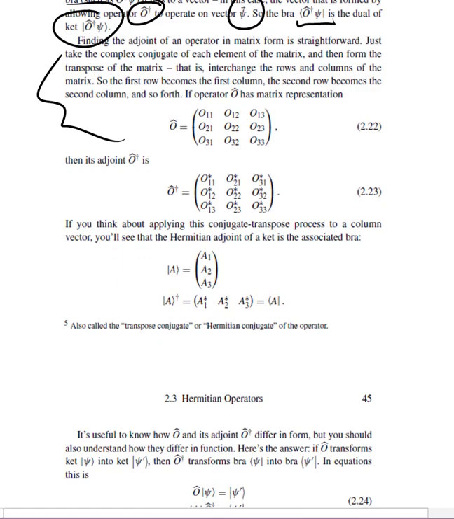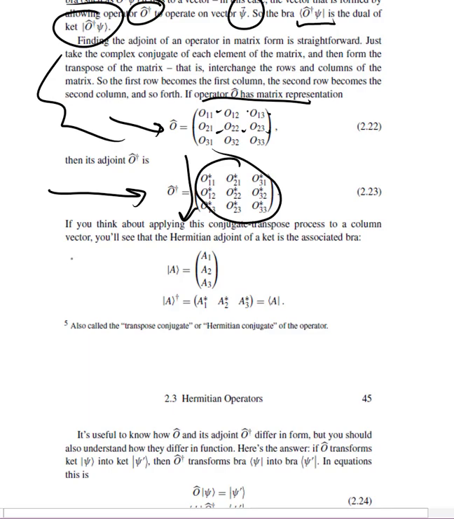Here's a representation of a 3x3 matrix representing operator O hat. Its adjoint is then this. And notice that two things have happened. One, every row here has become a column in the adjoint. And two, every element has had its complex conjugate taken. So two things happen: transpose, which means making rows into columns, and complex conjugation.